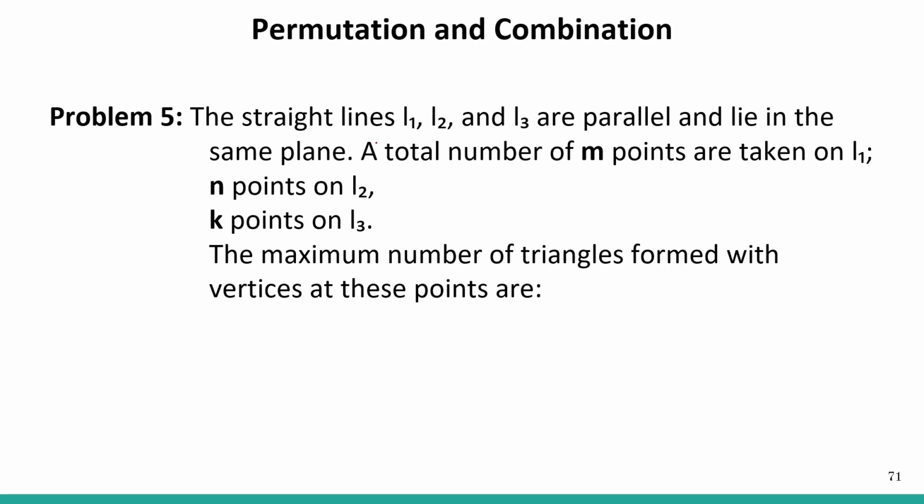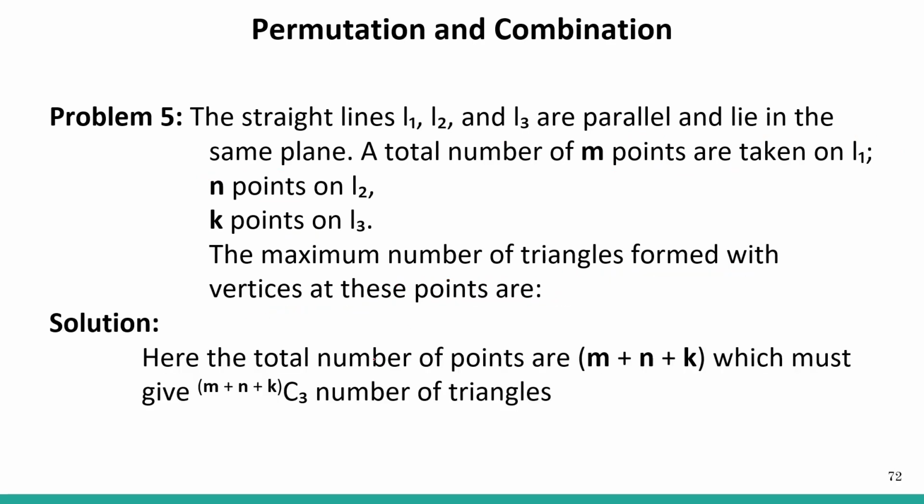Okay, the straight lines L1, L2 and L3 are parallel and lie in the same plane. The total number of m points taken on L1, n points on L2 and k points on L3. The maximum number of triangles formed with vertices at these points is what? Here the total number of points is m plus n plus k, and we choose 3, so (m+n+k)C3 triangles. It will be a very large number of triangles if m, n and k are greater than 2 or 3.